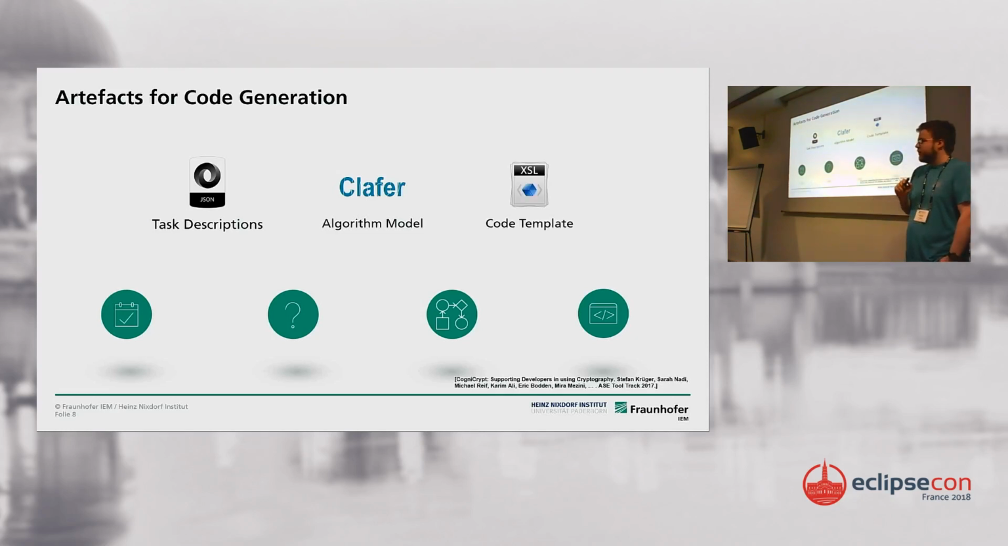And finally, we have code templates in XSL. So here we have basically already implemented generic solutions to all of these cryptographic tasks. And at the end, when the user has selected their solution of choice, we are just performing an XSL transformation to insert the solution into the code. And this code will then be generated for the user.